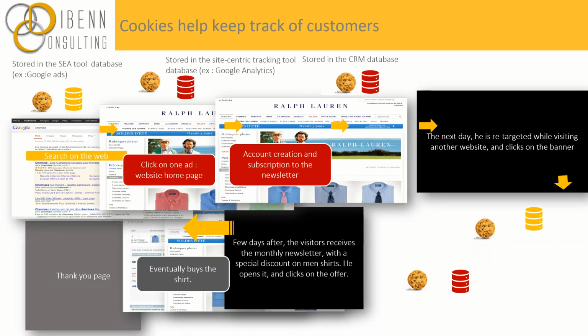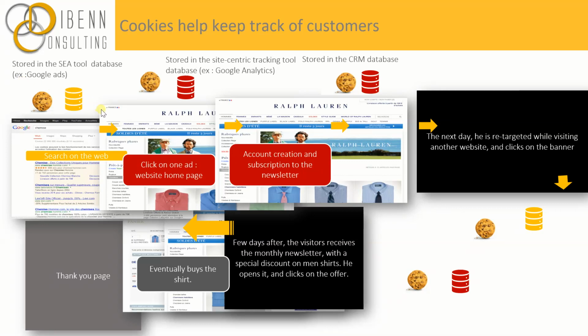And this is achieved by cookies. So basically, cookies help track customers. If we take the example of the customer journey, the one that we've seen in the previous slides, when one is performing a search on the web, this is stored in the SEA tool database. Let's take the example here of Google Ads.